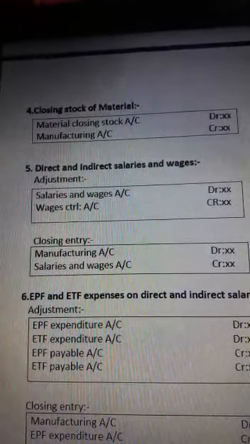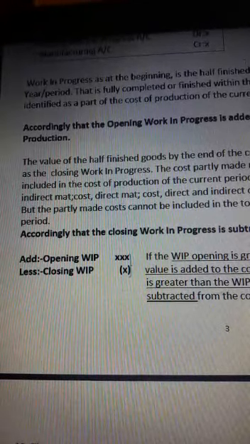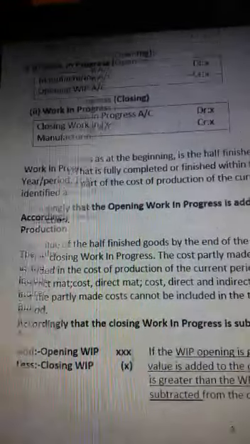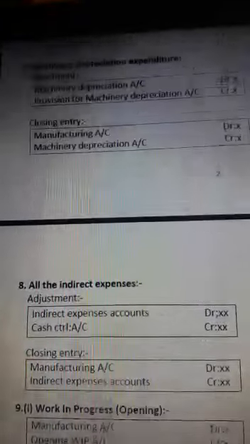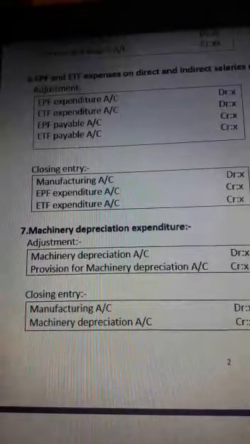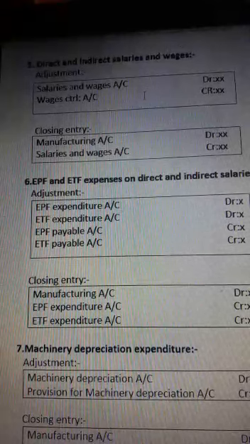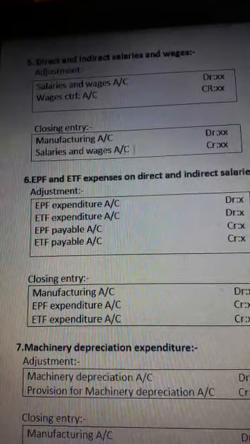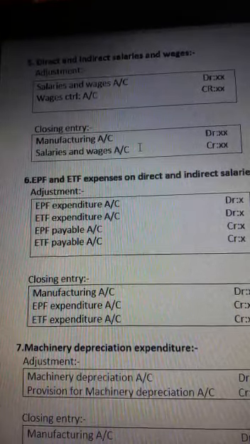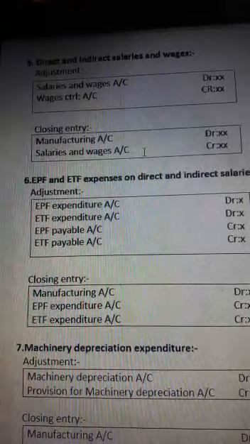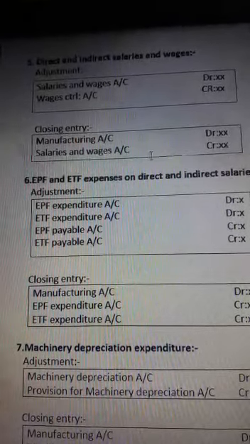The important thing is the closing entry here. The closing entry of the salaries and wages: manufacturing account debit, salaries and wages account credit. So whatever the salary, may be direct salaries and wages, may be indirect salaries and wages, that should be added to the cost of production. According to that, manufacturing account debit, salaries and wages account credit.